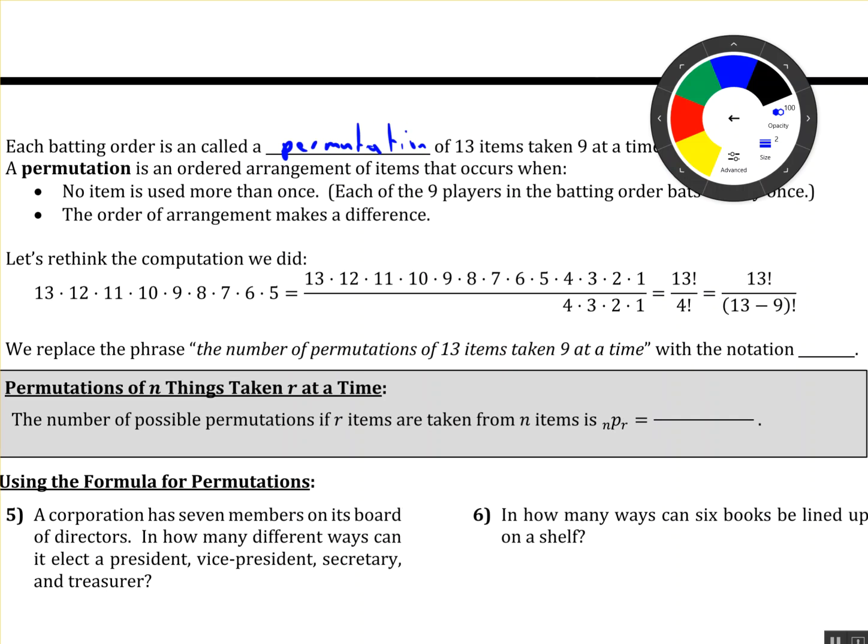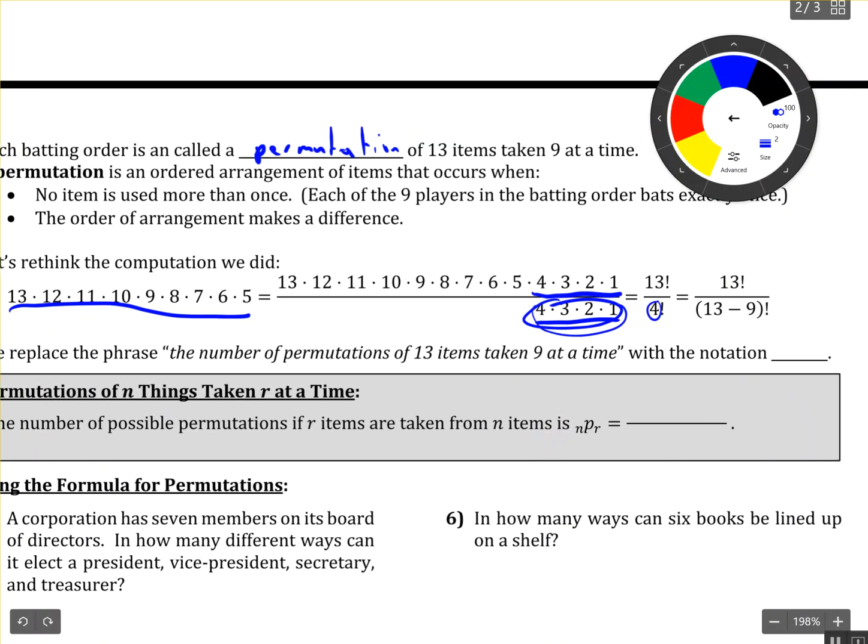So here was our calculation that we did. If you think about it, we could keep on going, times 5 times 4 times 3 times 2 times 1, and if we multiply that on the top and the bottom, we get the same answer. So that's the same as 13 factorial over 4 factorial. And where did this number come from? Well, we started at 13 and we counted down 9 people, leaving me with 4 people left. So that's where that 4 comes from, which is 13 minus 9.